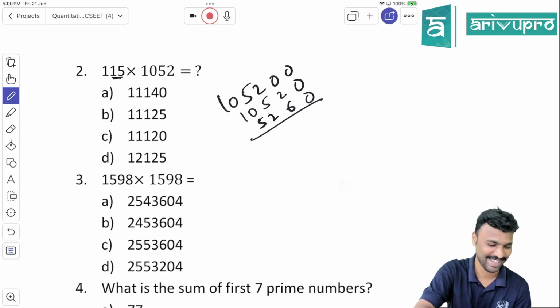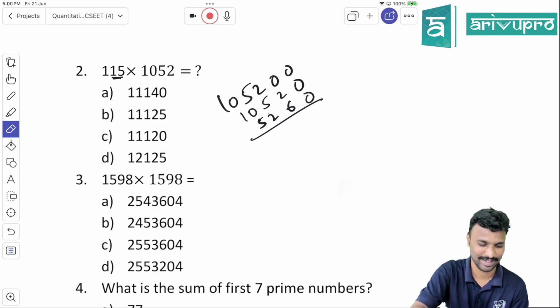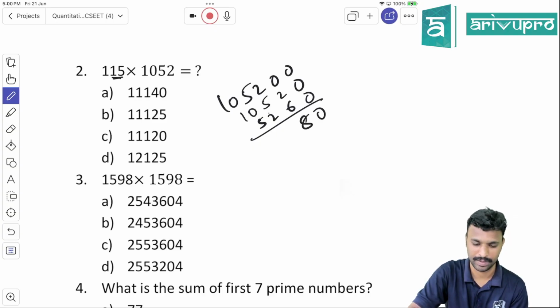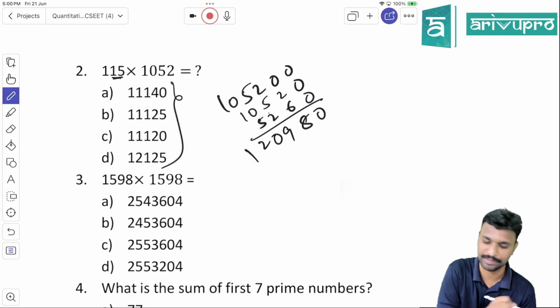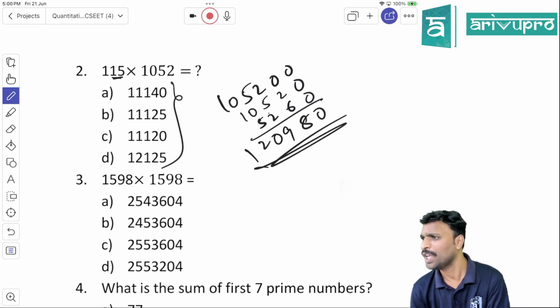How much is the answer? One two zero nine eight zero. The options are wrong. Such a big number, it is not possible in the options. Options wrong, this is the right answer. You understood how to do it.